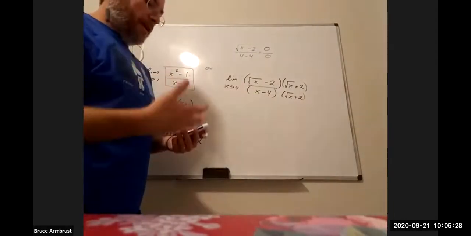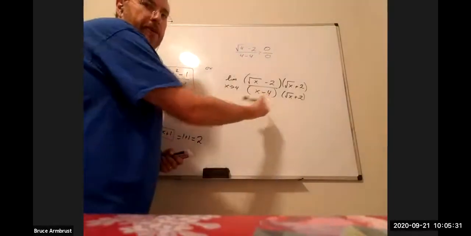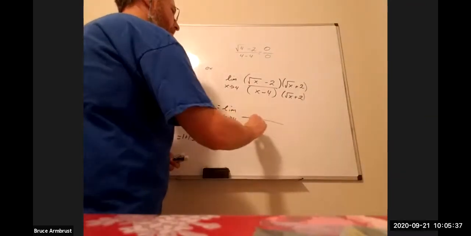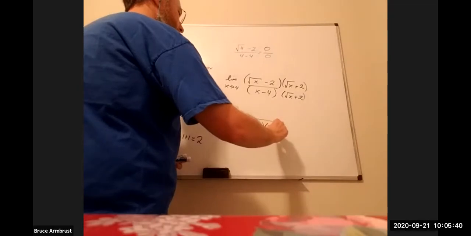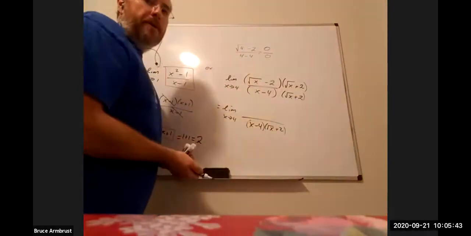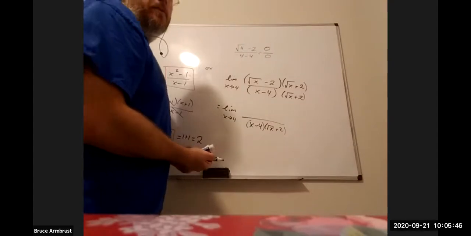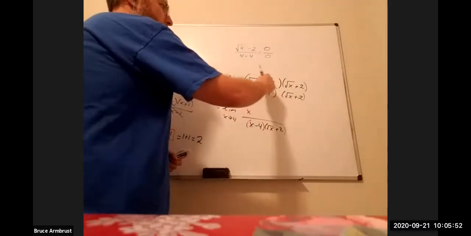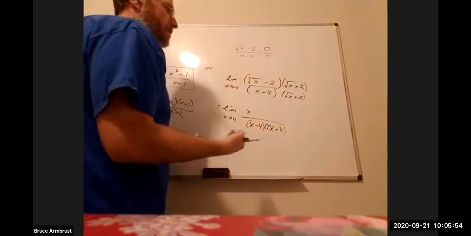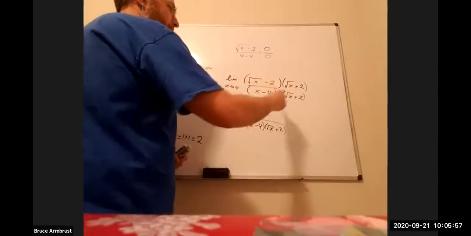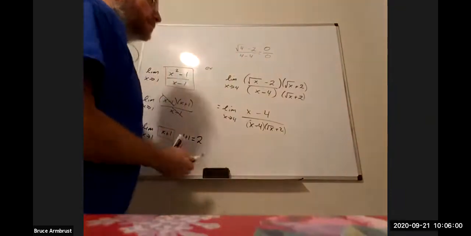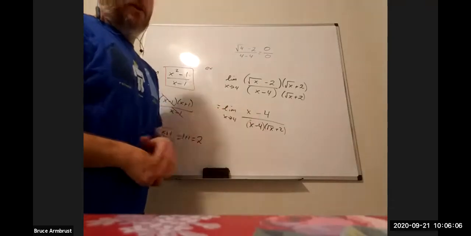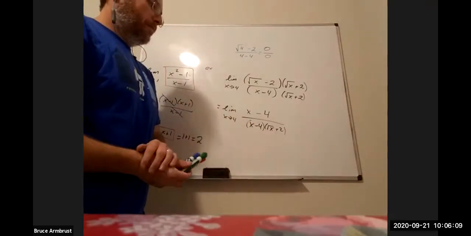Okay, so on the bottom, I'm going to leave it just how it is. So we've got on the bottom here x minus 4 times the square root of x plus 2. And on the top, I'm going to multiply that out. So I'm going to FOIL. Root x times root x is x. I get plus 2 root x minus 2 root x, so those go away. And then minus 2 times 2 is minus 4. And that's the whole point of rationalizing, is that it makes it so that the radicals go away. I'm left with just x minus 4.